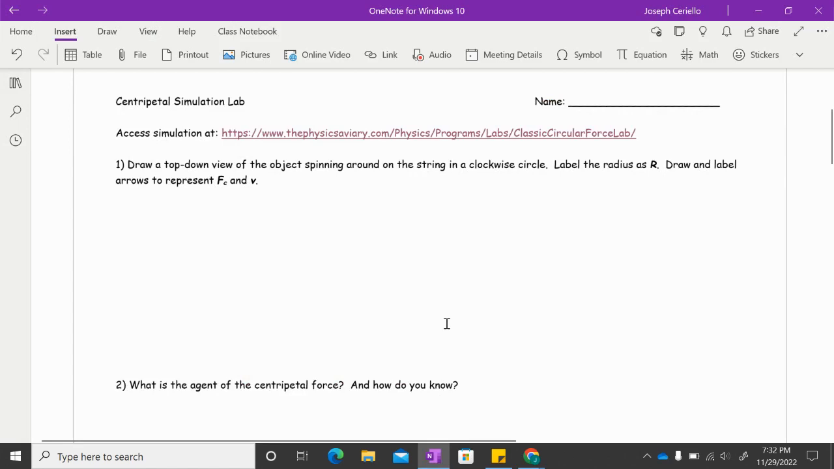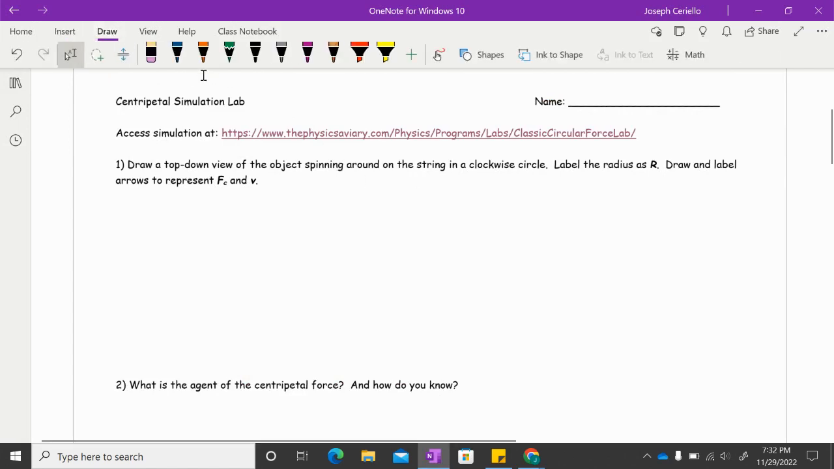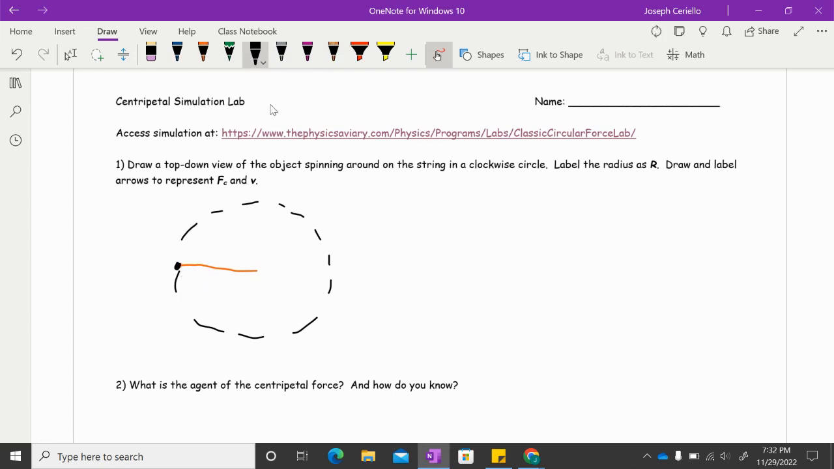All right, so we're going to draw a top-down view of the object that's spinning around in a clockwise circle. So let's start by sketching out a dotted line circle. Pretend that's a circle. All right, and let's draw our object on the string. So here's my string. We'll say it's orange. And here's the object. If we were to label the radius, it would be the string.